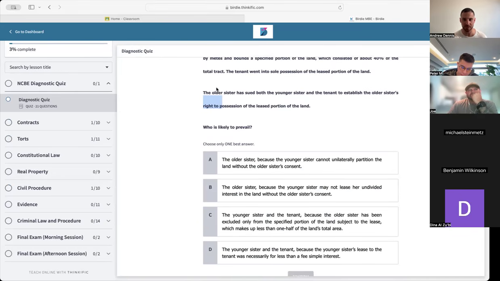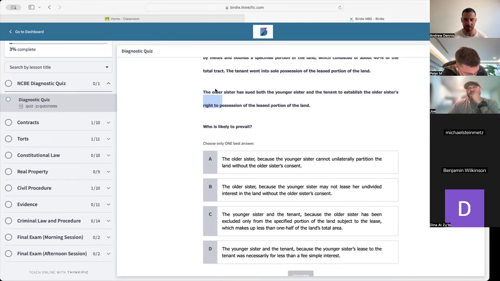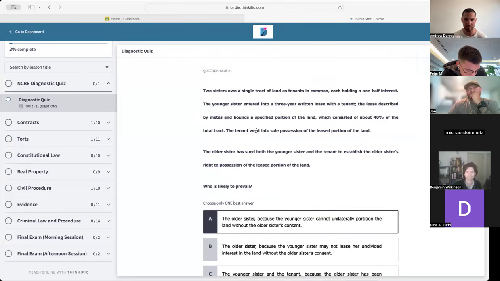The older sister, because the younger sister cannot unilaterally partition the land without her older sister's consent. Facts, yes. The older sister, because the younger sister may not lease her undivided interest in land without the older sister's consent. The younger sister and the tenant, because the older sister has been excluded only from the specified portion of the land subject to the lease, which makes up less than 1/2 of the land's total area. And the younger sister and the tenant, because the younger sister's lease to the tenant was necessarily for less than a fee simple interest. So here, tough question maybe, but a simple answer, right?